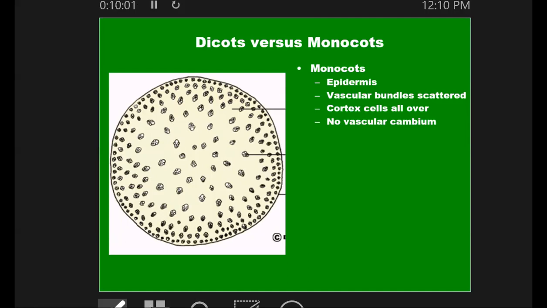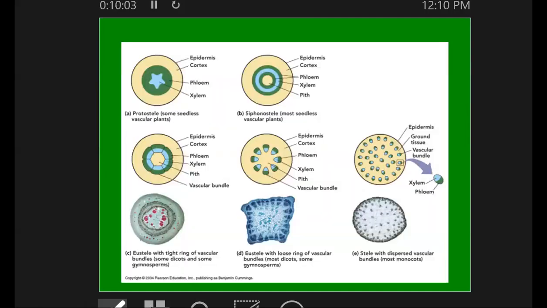Okay. So looking at this is showing some vascular tissue through actually several groups of plants. They're talking up top about the seedless vascular plants. We really haven't gotten into them yet, so you'll see the slide later.